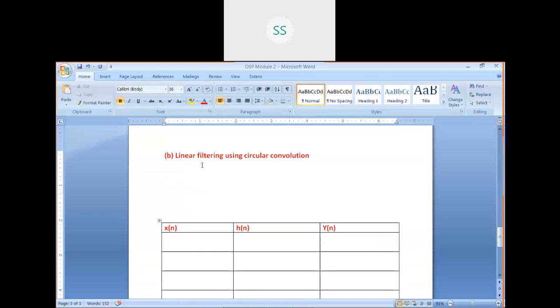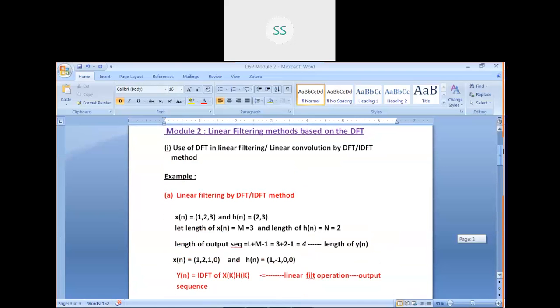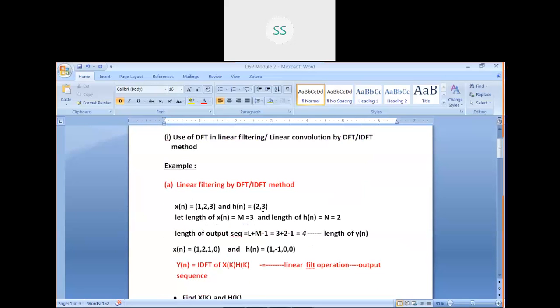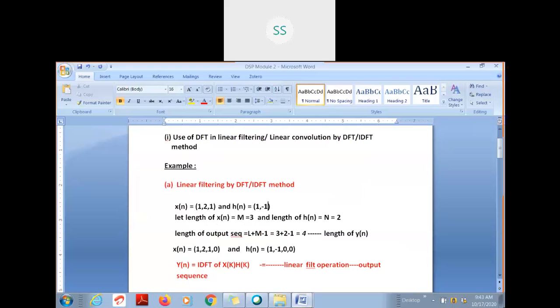For that I have given the title, you can also write it down as part B operation. For part A, later I will share this page also. In part A I have taken linear filtering by the DFT IDFT method, and this example we considered in the last class. It is not 3 and 2, it is 2 and 2, and we took it as 1, minus 1 and 1, minus 1. So for that it was the result.